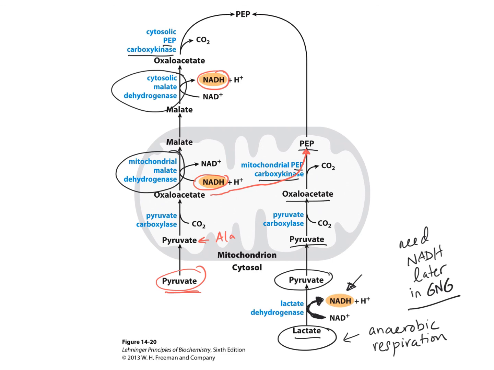One thing to notice, now that we have both these paths right next to each other, is that pyruvate carboxylase only exists in the mitochondrial matrix. So that step from pyruvate to oxaloacetate is only occurring in the mitochondria.